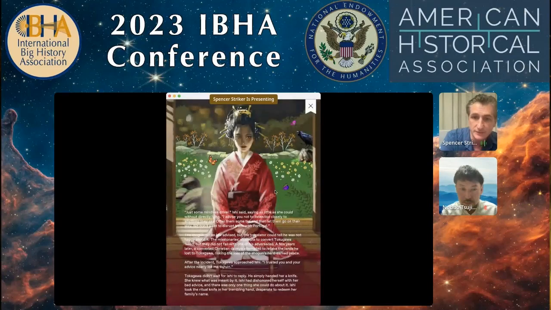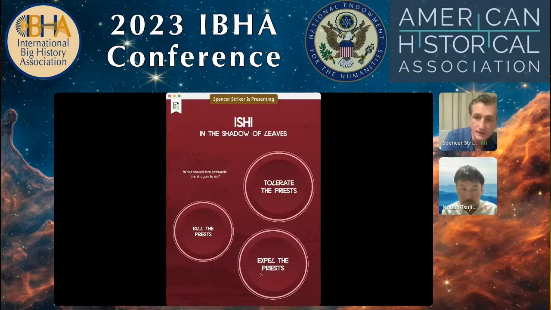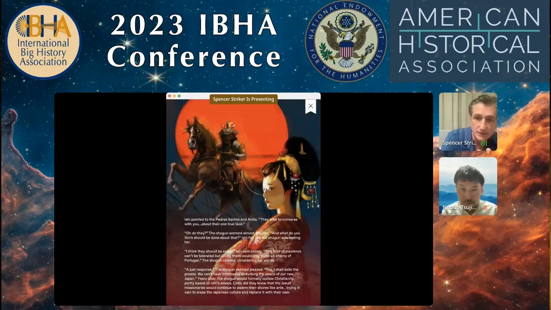She can choose to tolerate the priests, which is not received well. Tolerating the priests is kind of a disaster, and it leads to her personal disaster. And expelling the priests is pretty much a middle path.